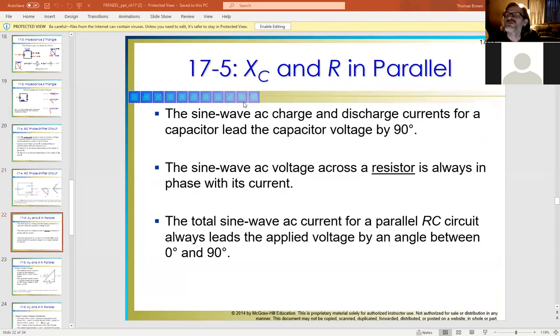Then he jumps right into section 17.5, where we look at XC and R in parallel. So think about what we know about parallel, and that those rules still apply. Ohm's law is still effective, but instead of Kirchhoff's voltage law, now we use Kirchhoff's current law because now we have varying currents. And that works the same for AC.